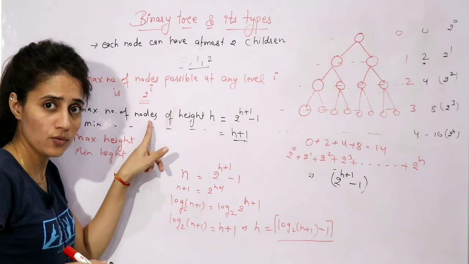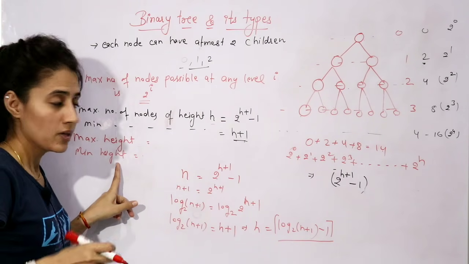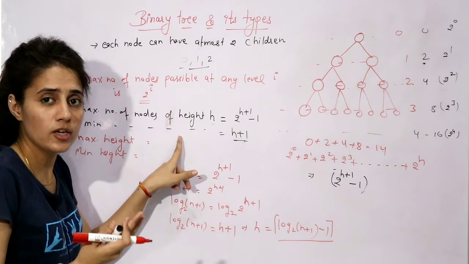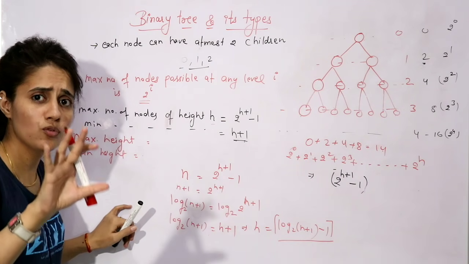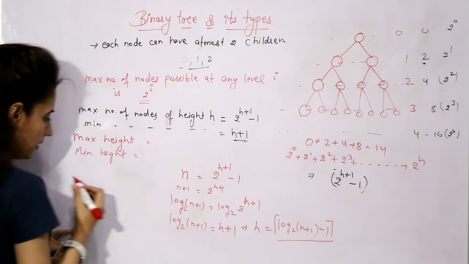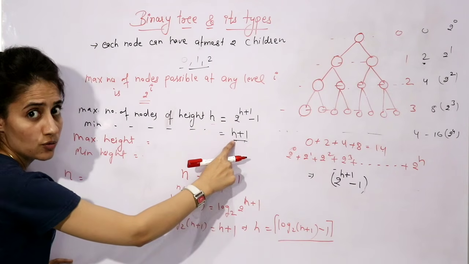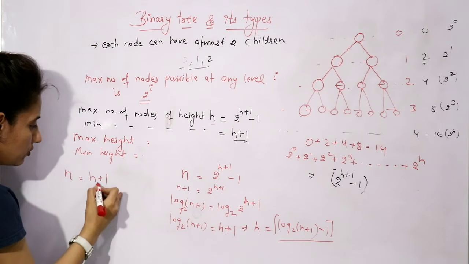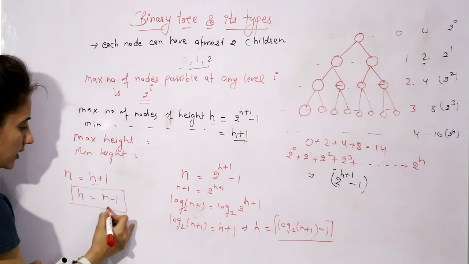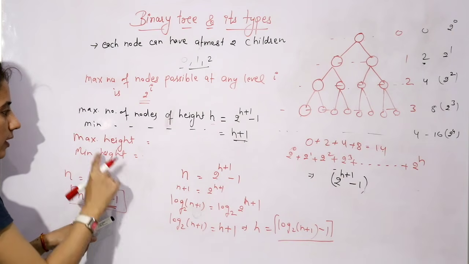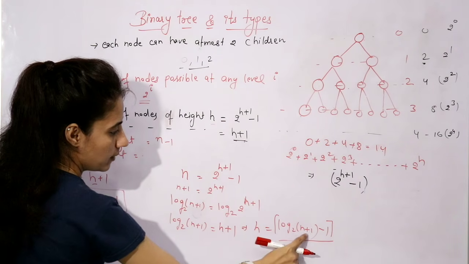If maximum nodes are given, using those nodes you can find out the minimum height. If minimum number of nodes are given, that will give you the maximum height, right. Now suppose the minimum number of nodes given is n. Minimum number of nodes of height h, we know, is h plus 1. Now simply calculate: height is equal to n minus 1. So maximum height is n minus 1, and minimum height is log base 2 of n plus 1 minus 1.